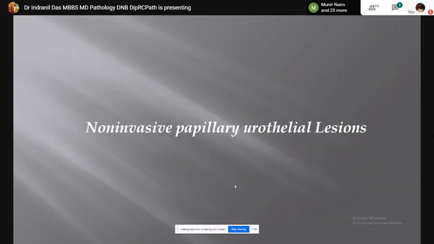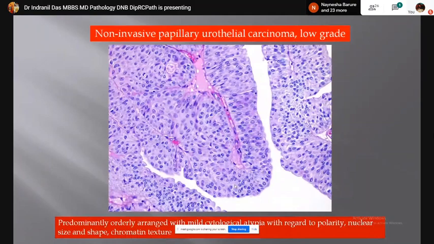First, we will discuss the non-invasive papillary urothelial lesions. This is non-invasive papillary urothelial carcinoma, low grade. Here we can see the tumor cells are arranged in papillary architecture. The polarity of the cells is almost maintained. The nuclei show little irregularity in their sizes, and chromatin texture is mildly hyperchromatic.